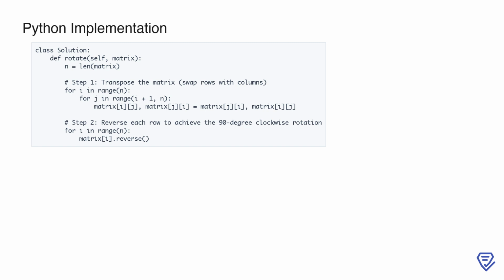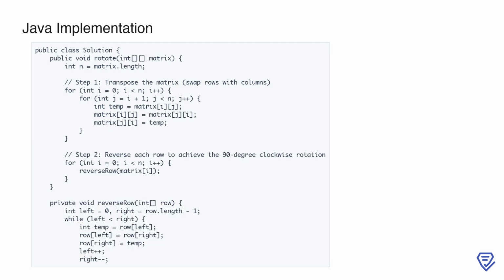Step 2, reverse each row. The second loop reverses each row of the matrix. This step is necessary because a 90-degree clockwise rotation is equivalent to a transpose followed by reversing each row. The reverse method is applied to each row, which modifies the list in place. The combination of these two steps ensures that the matrix is rotated correctly in O(n squared) time complexity and O(1) space complexity, meeting the problem's constraints. This approach is both efficient and elegant, leveraging in-place operations to avoid additional memory usage.